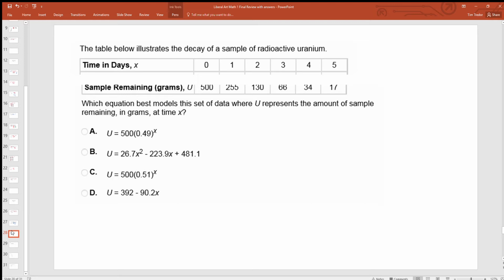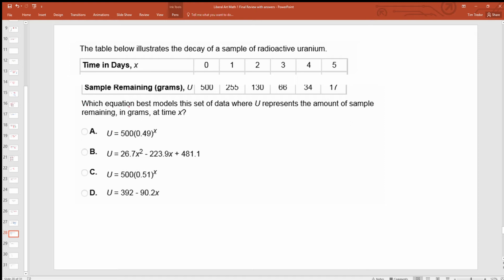Question 28. I cut off the number by accident. All right, question 28. We've got a table, and it illustrates the decay of a sample of radioactive uranium. So whenever you're dealing with a radioactive element, you're going to see the exponent as a variable. And that's what we see here in almost all of them. The last one does not. Actually, B doesn't either.